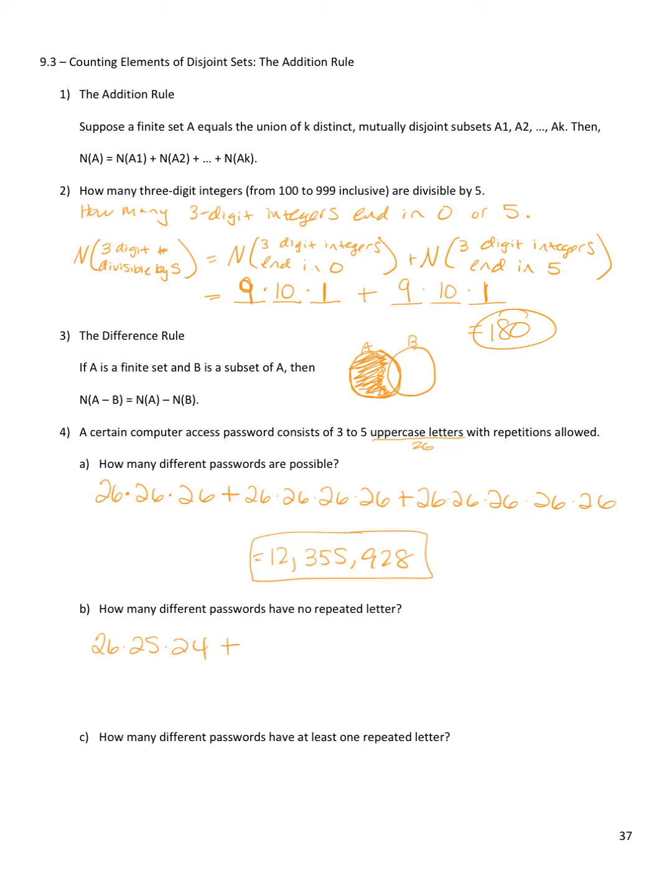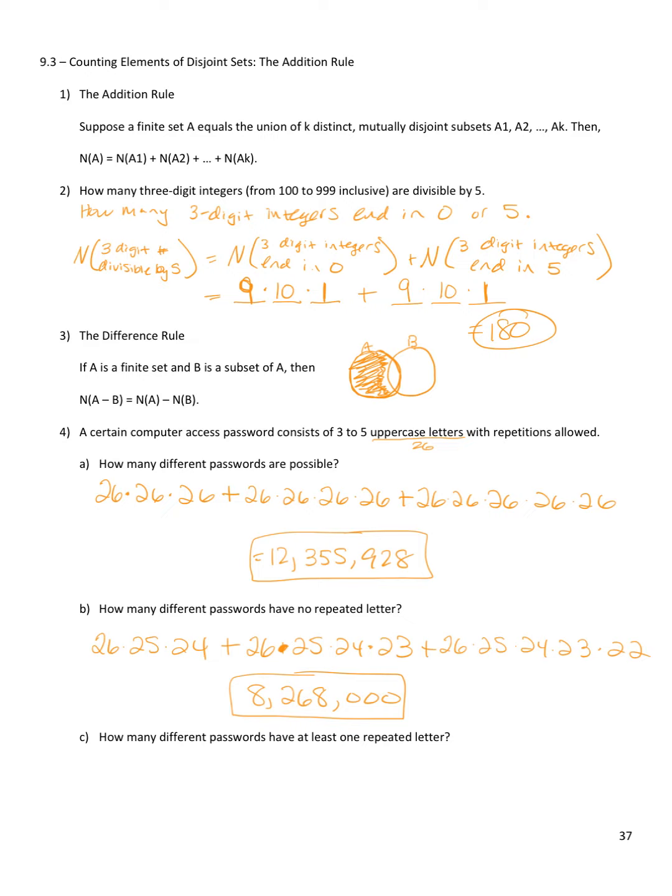And then that's how many 3-letter passwords have no repeats. And 4-letter passwords that have no repeats would be 26 times 25 times 24 times 23. And then for 5-letter passwords, 26 times 25 times 24 times 23 times 22. And that comes out to 8,268,000 passwords where no letter is repeated.